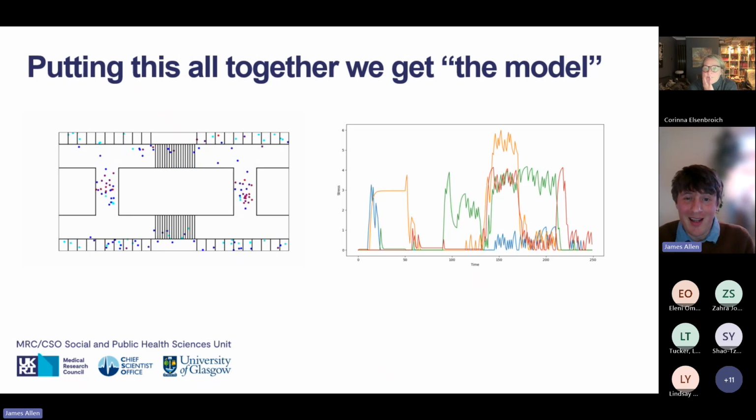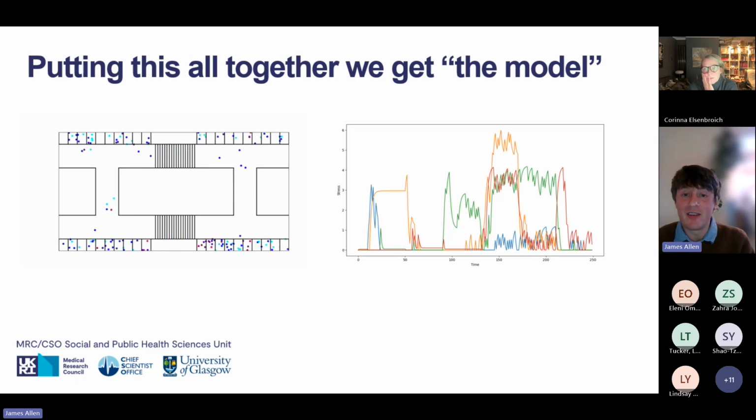So stress is on the y-axis. These units are arbitrary, right? The numbers in our model are not sort of 5 on a Likert scale or anything like that. It's really just more or less. And time is on the x-axis, how much time is passing through the day. And we can have a look at how stress changes for agents.